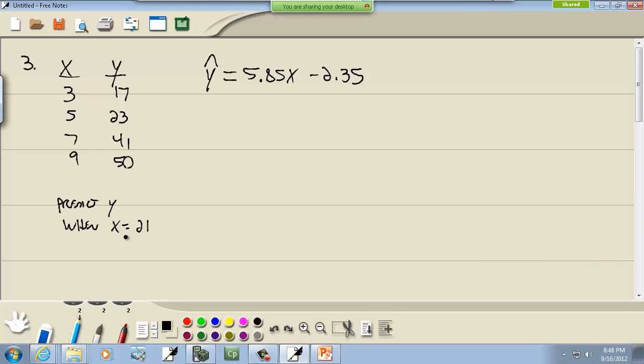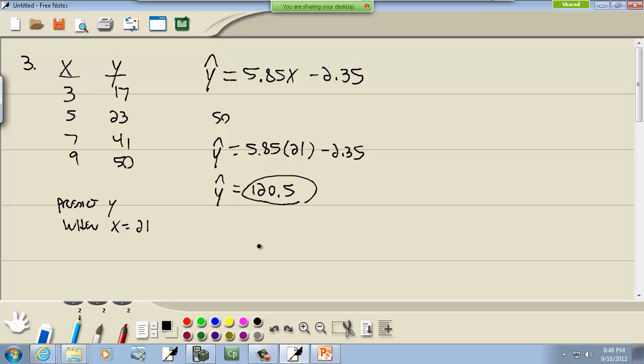Now it wants us to predict y when x is equal to 21. So now we're going to plug in 21 for the x into the prediction equation we just found. And let's see what I get. 5.85 times 21 minus 2.35. I get 120.5 when I plug it in my calculator. So that'd be our answer. That's our prediction of what the y value is going to be.